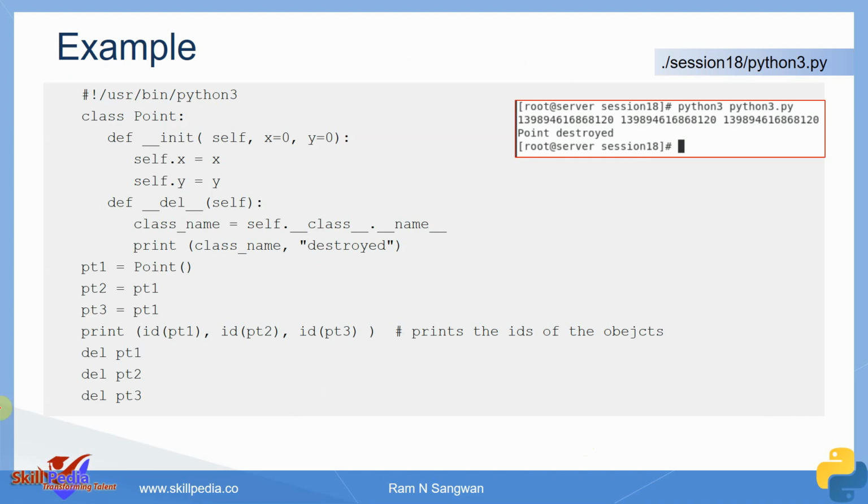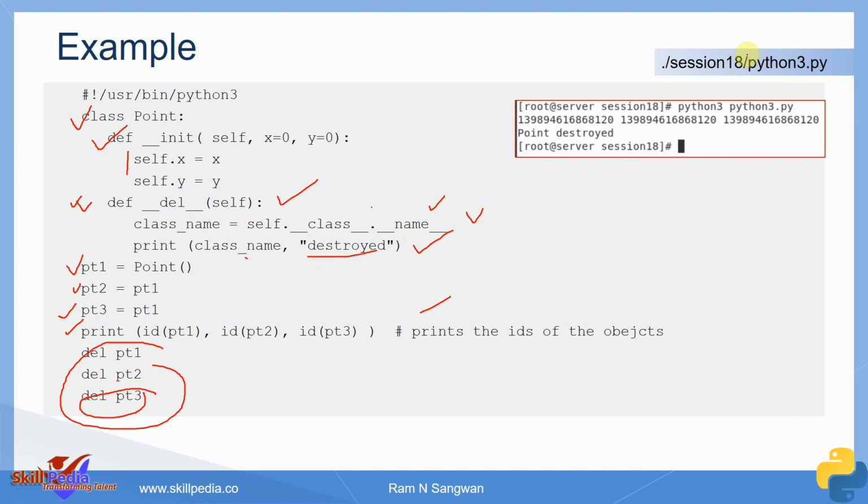This is an example. Class Point, initialize it, and __del__. This is the destructor defined explicitly. Class name is self.__class__.__name__ and print class name destroyed. We are displaying that this class is destroyed, because that is when you delete the points. When you create the points, specifying the values of the point, you are printing the value, and now you are deleting. The moment you delete the last point, point 3, you will get a message, Point destroyed. This is the output of this. The destructor is called after all the objects of the class are deleted.